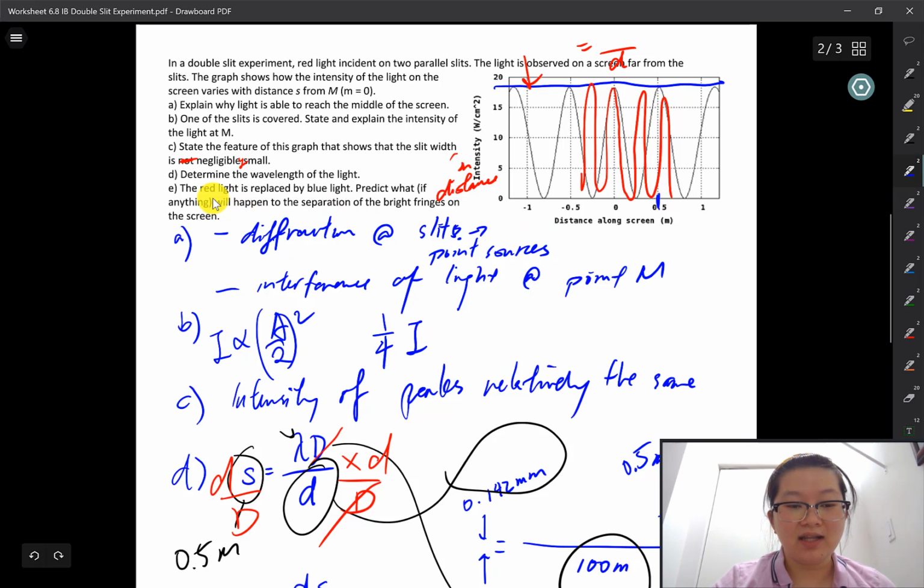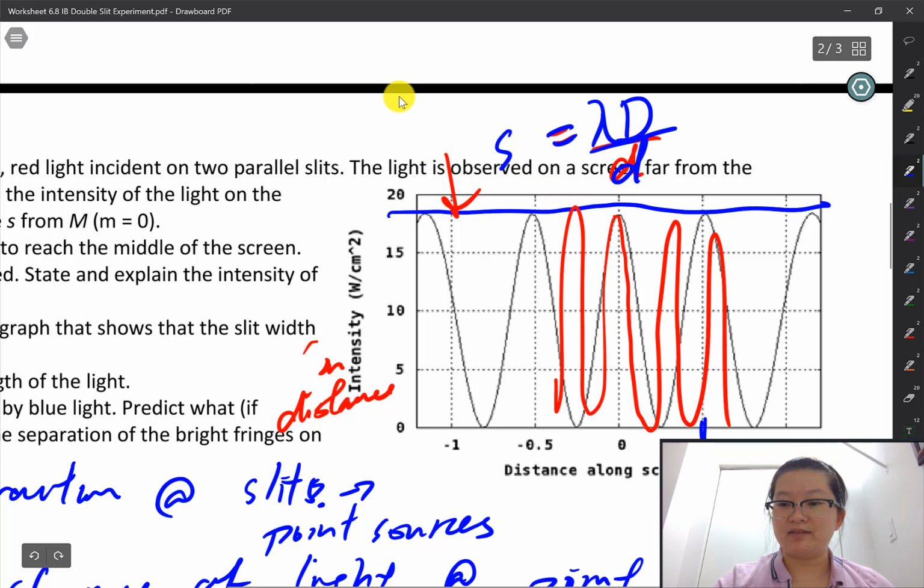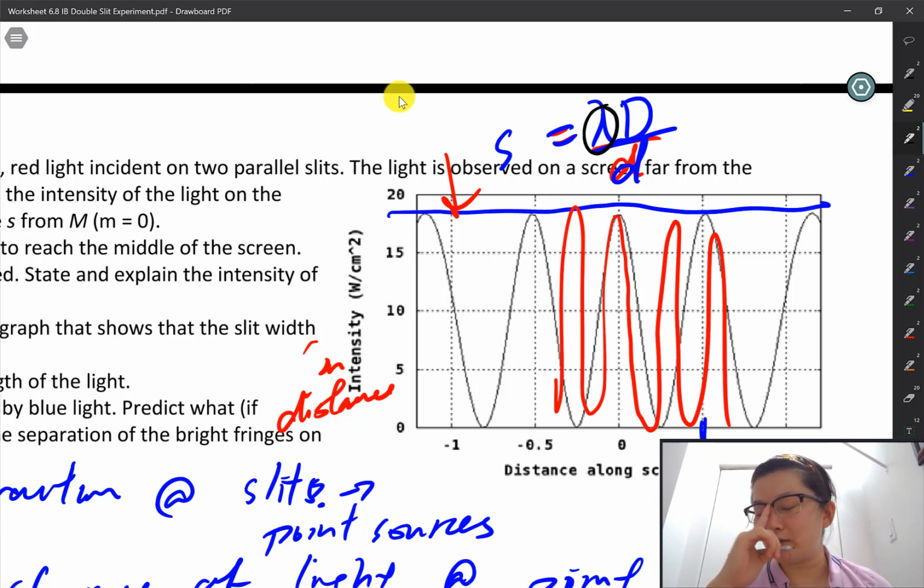Last question, E. The red light is replaced by blue light. Predict what will happen to the separation of bright fringes on the screen. So we're going to zoom in here, and we know that our fringe separation s is equal to the wavelength times big D over small d, and we are seeing what's going to happen to wavelength. What will happen to the separation of the bright fringes, or the s value, if wavelength increases? Or actually no, wait, blue light, wavelength decreases, my bad.